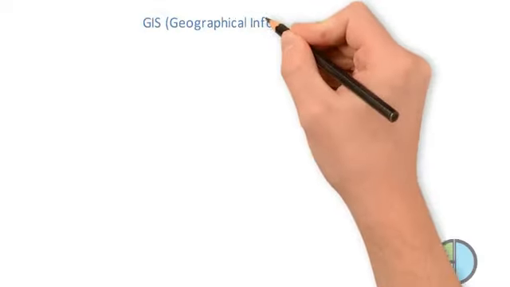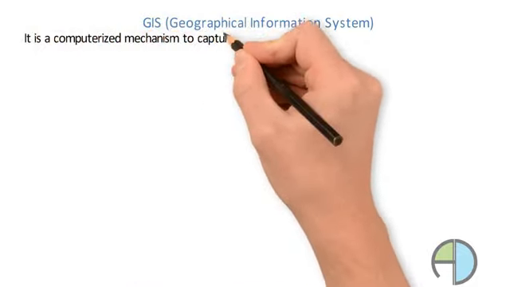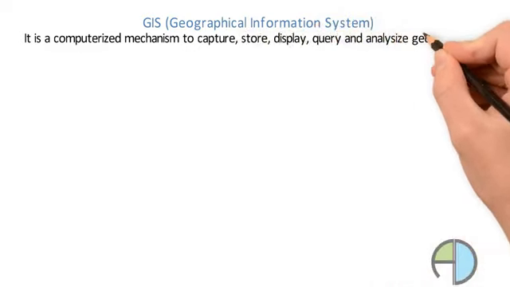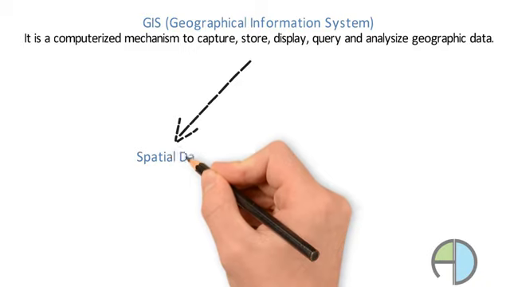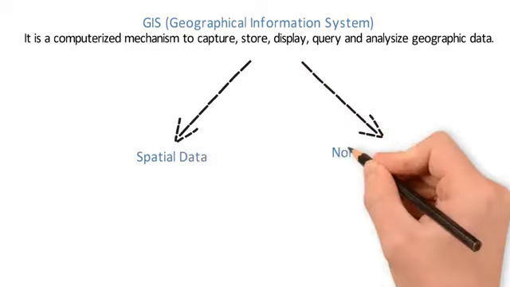GIS is an acronym for Geographical Information System. Academically, it is a computerized mechanism to capture, store, display, query and analyze geographic data. There are two data types involved in GIS system: spatial data and non-spatial data. Let us understand spatial data in more detail.